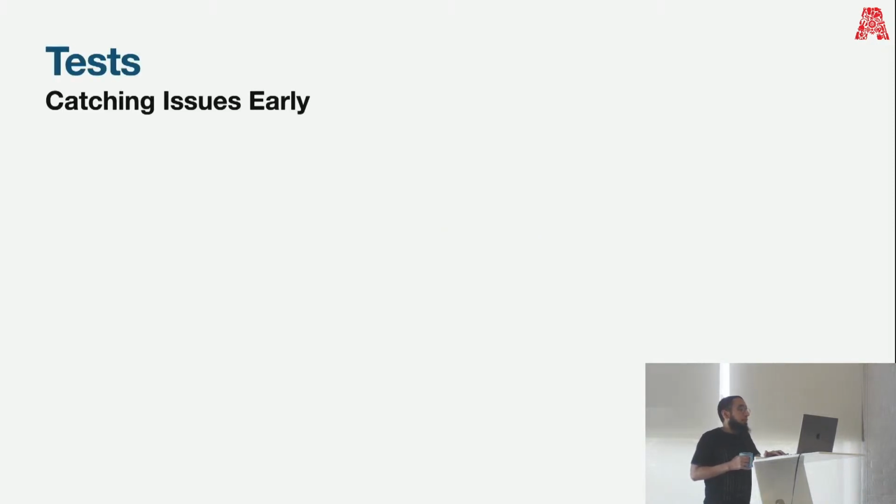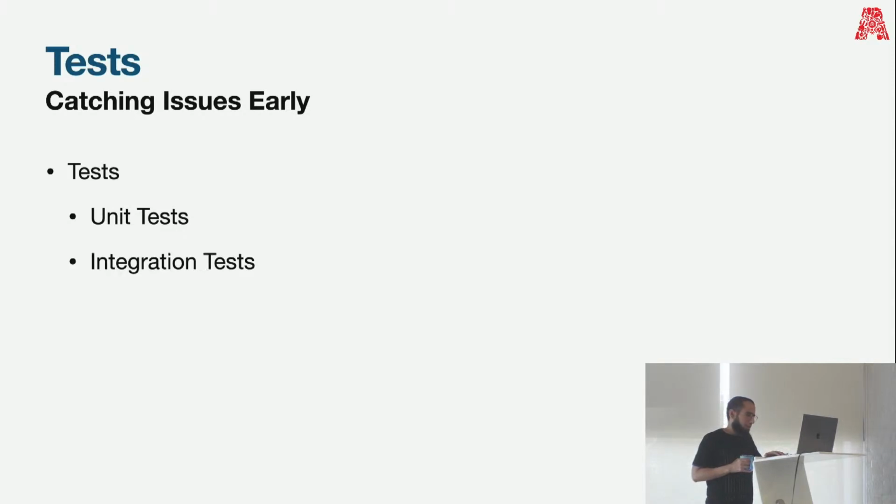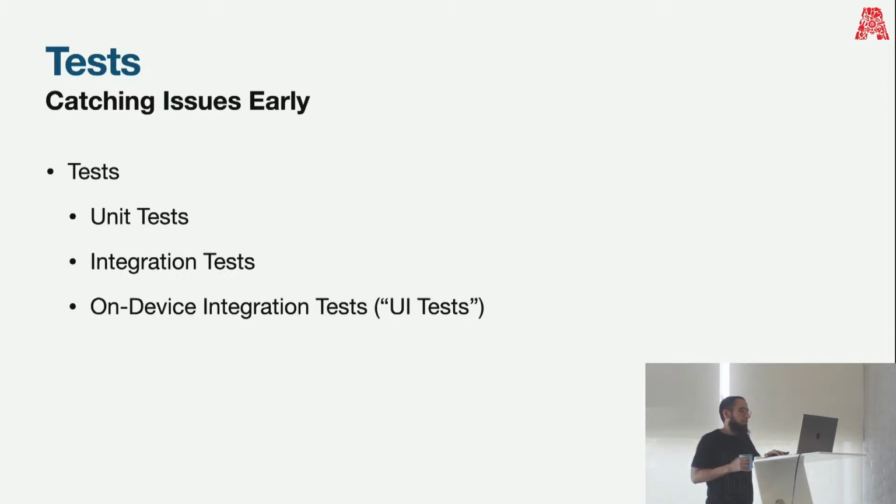The second line of defense is tests. And having some kind of automated tests to catch issues early makes things a lot easier. And with tests, you can have unit tests, which test some specific set of business logic. Integration tests, which test groups of business logic together. And then on-device integration tests or UI tests, and screenshot tests.